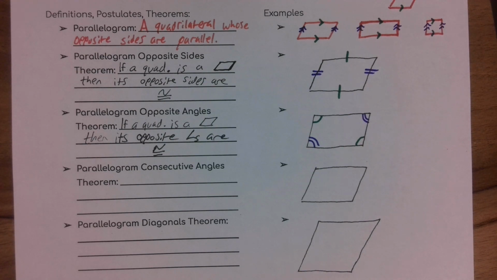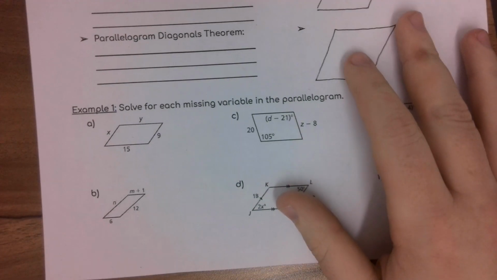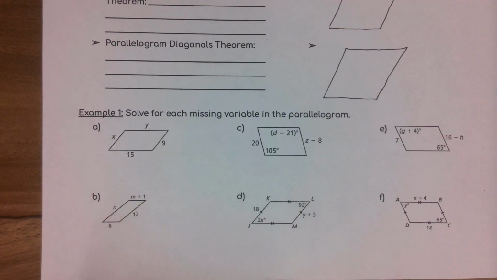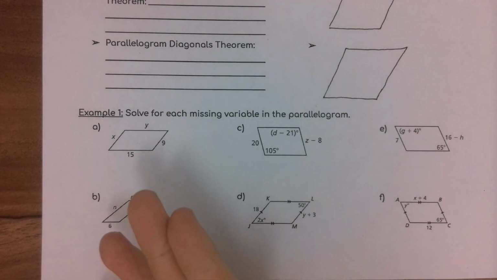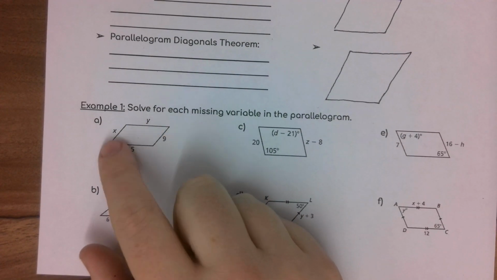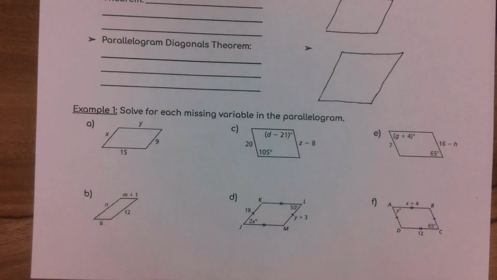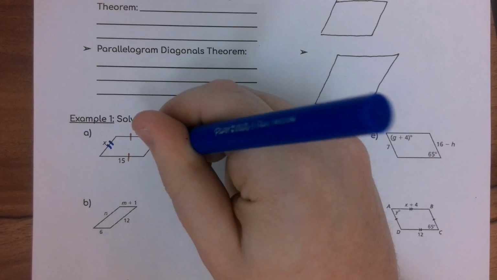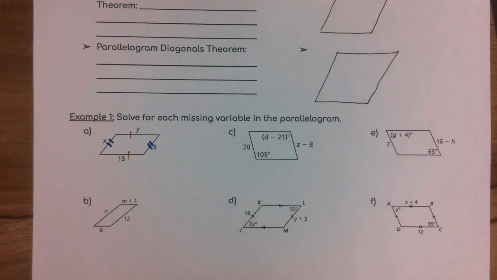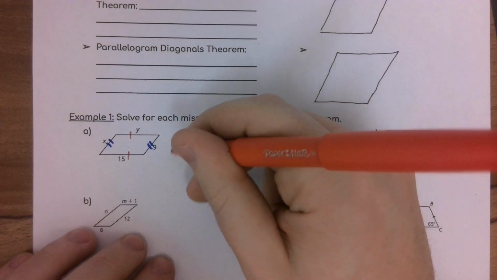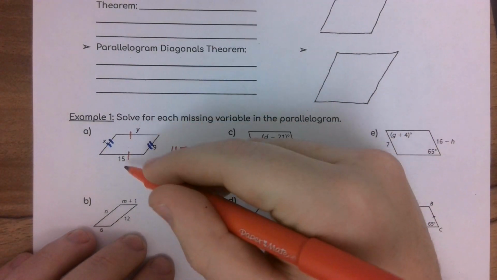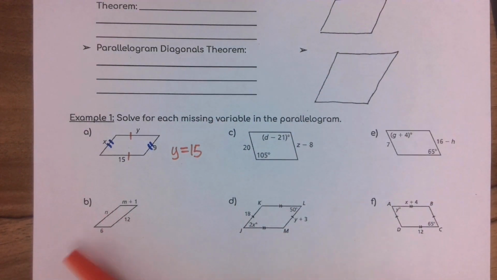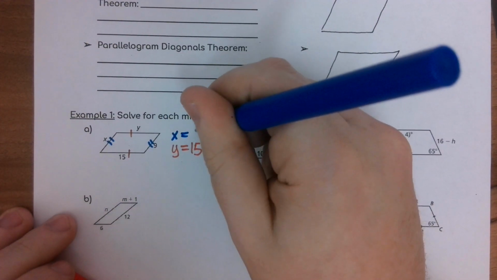So I want us to pause here and take a look at example 1. In part A, it says solve for each missing variable in the parallelogram. We have a parallelogram here. They're telling us it's a parallelogram. So what do we know about these sides? Well, we know for a fact that this bottom and this top one are going to be congruent. We know that this left one and this right one are going to be congruent. So we can use that to solve for x and y. Y should be 15 because it's congruent with the side that's 15. X should be 9 for a similar reason.